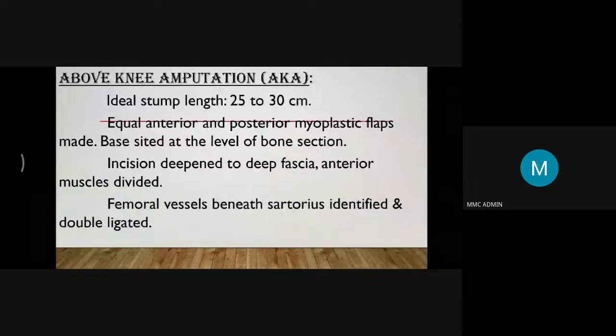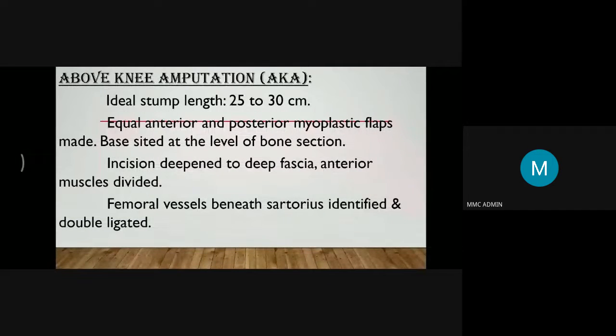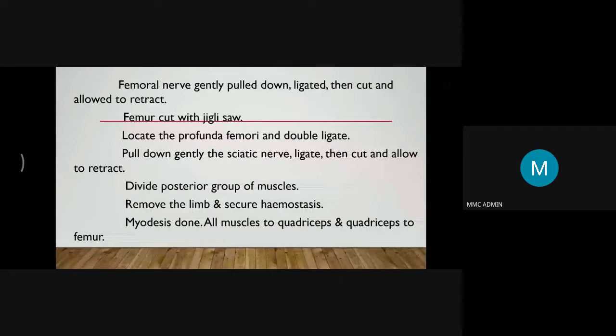Incision deep into the deep fascia, anterior muscles divided. Femoral vessels: where will you find them? Below the sartorius, in the femoral canal. Right, femoral vessels, nerves, everything. And the femoral nerve, as I said, is gently pulled down, ligated, and then cut and allowed to retract into the wound.